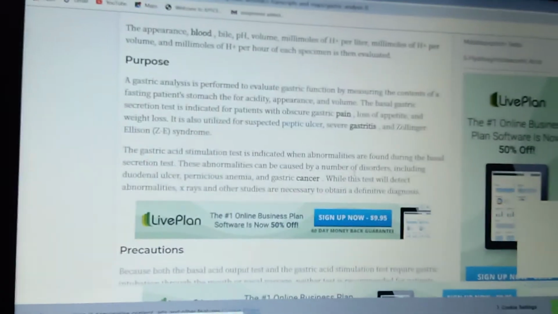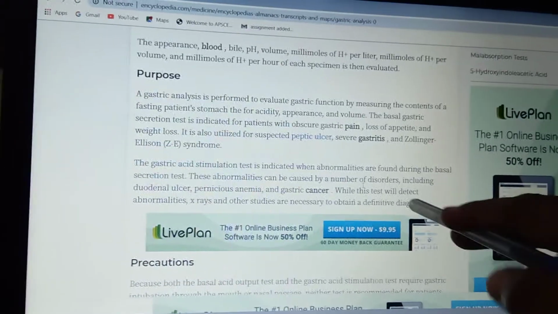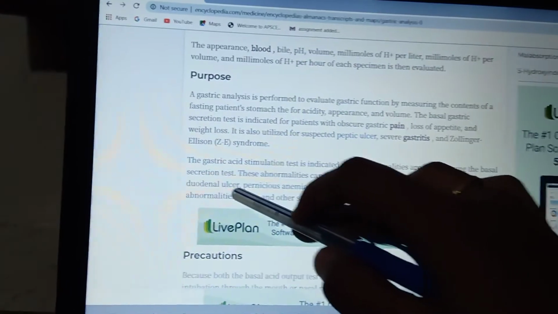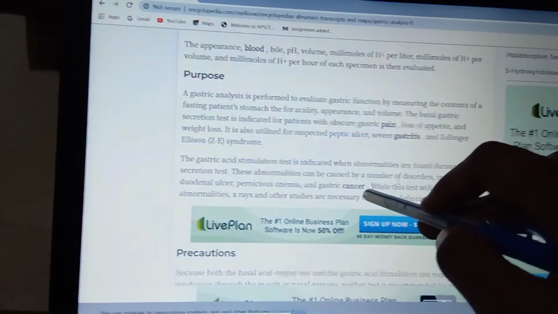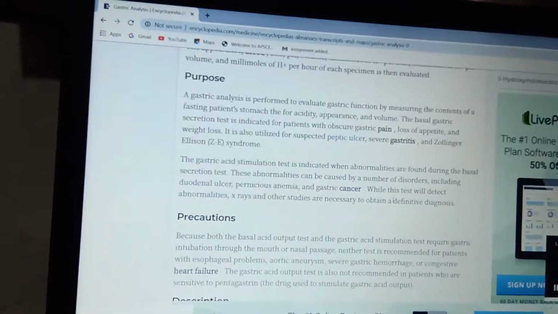In order to find out disorders like duodenal ulcers, pernicious anemia, and gastric cancers, and to identify these, they are going to do the gastric analysis.